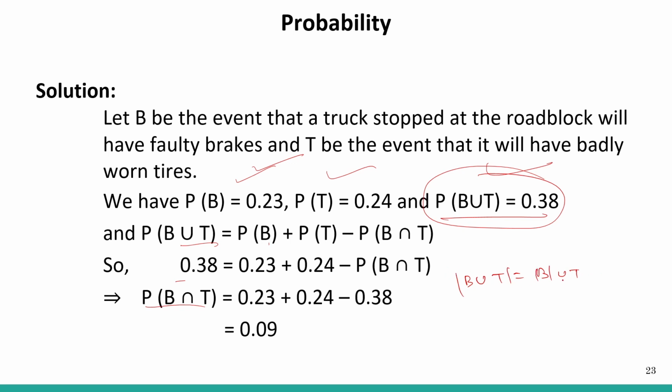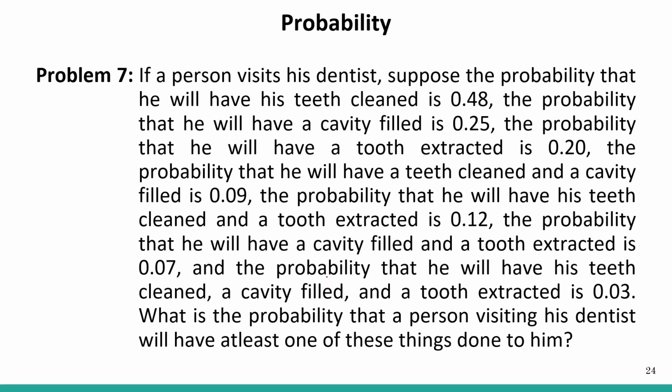Otherwise, it will be repeated twice. So probability of B plus probability of T minus probability of B intersection T. So it will be 0.38 equal to 0.23 plus 0.24 minus probability of B intersection T. It will be 0.09.